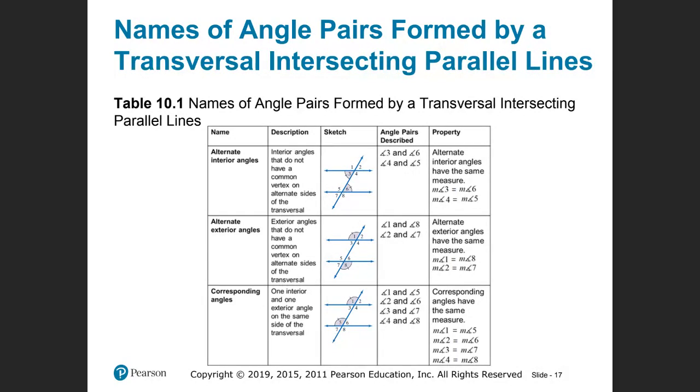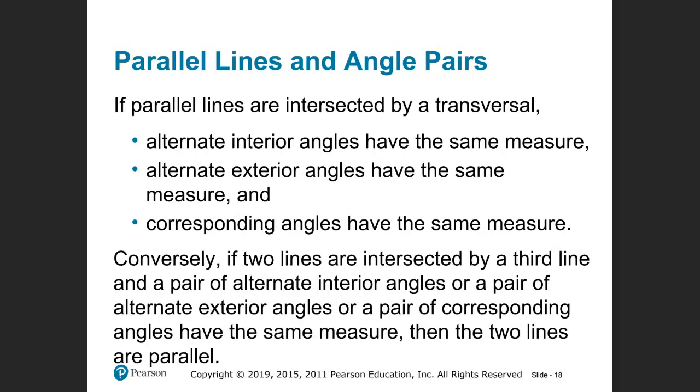So we're going to utilize these properties as to which angles are equal to solve problems. If parallel lines are intersected by a transversal, alternate interior angles have the same measure, alternate exterior angles have the same measure, and corresponding angles have the same measure. Conversely, if two lines are intersected by a third line and a pair of alternate interior angles or a pair of alternate exterior angles or a pair of corresponding angles have the same measure, then we can say the two lines are parallel.